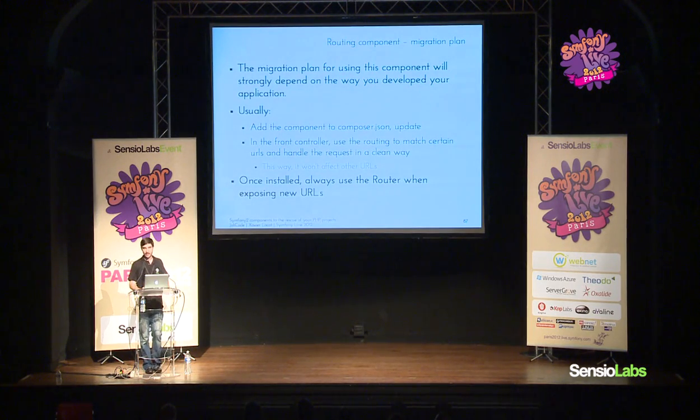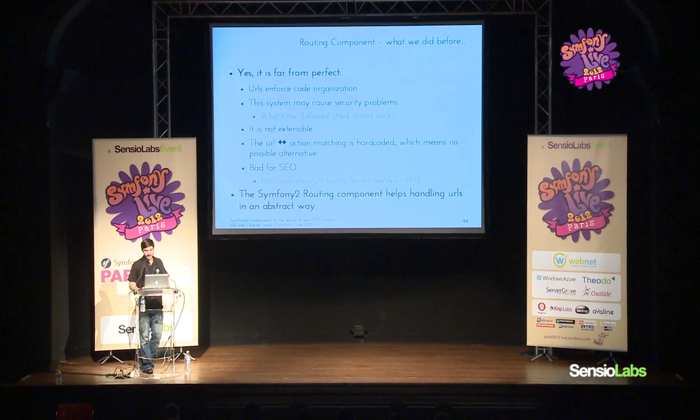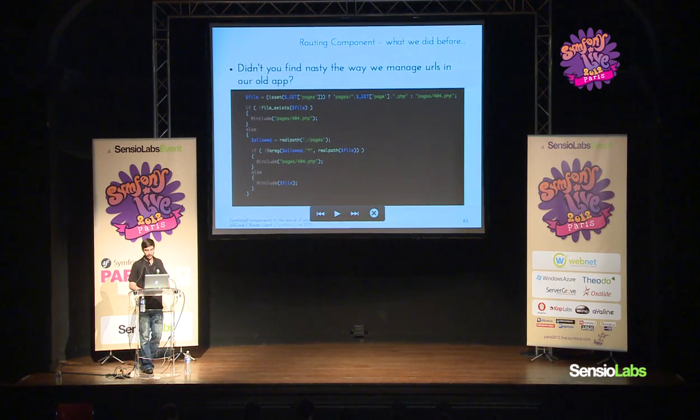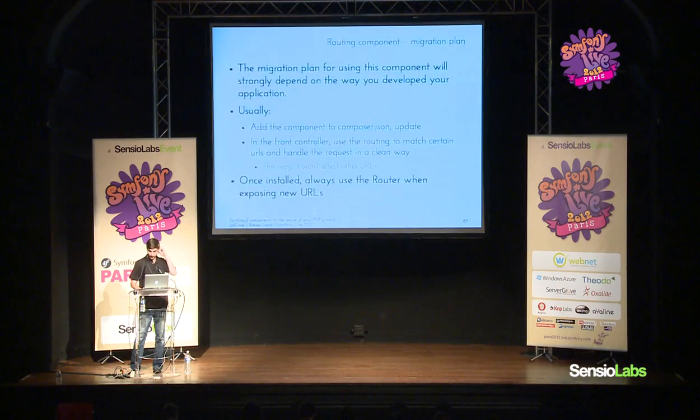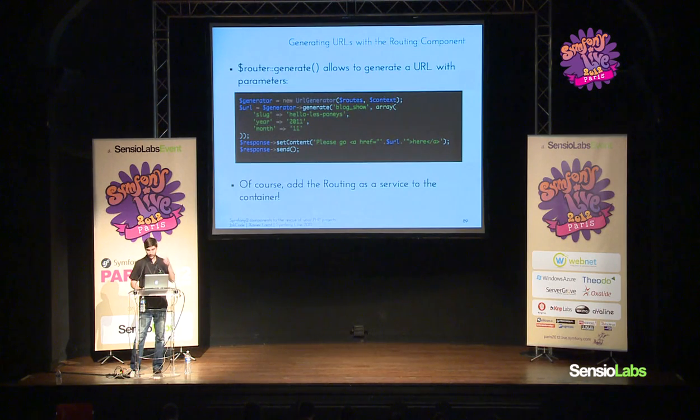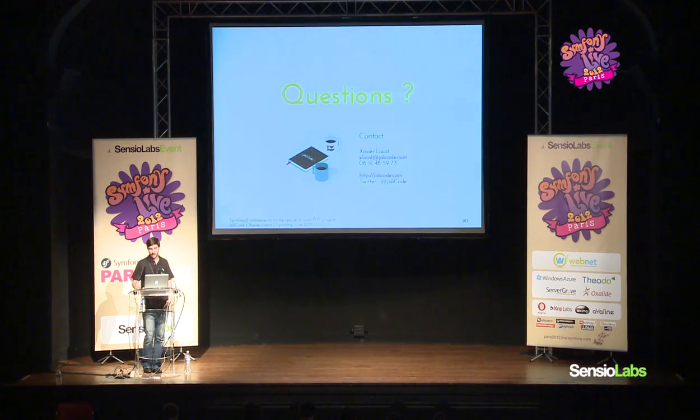Indeed, it really depends on how your application was made. In that case, it will be really easy because you only have to change this part of the code. In some applications, there is not only one front controller which is exposed, but a lot of PHP files. And in that case, you will have to create from scratch a bootstrap for this. With the routing component, we can also generate URLs, but it's more a benefit after the migration than before. And I've just finished. I'm sorry, I had to go a lot faster than I thought.